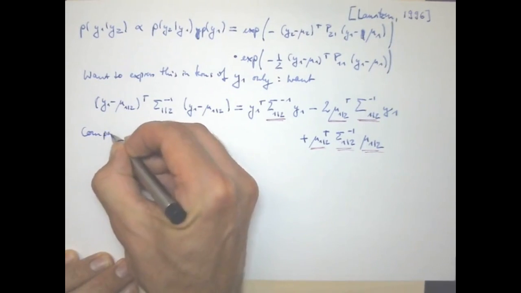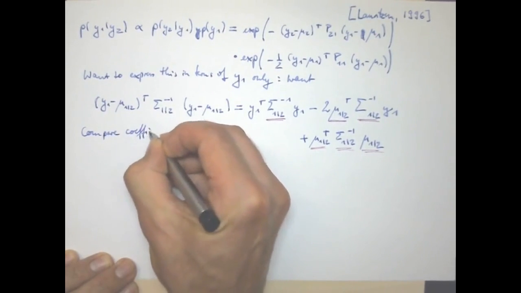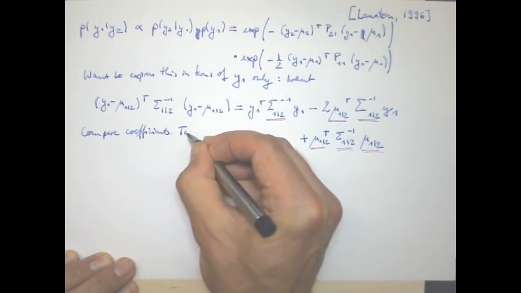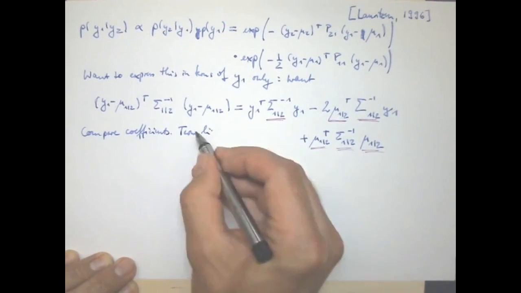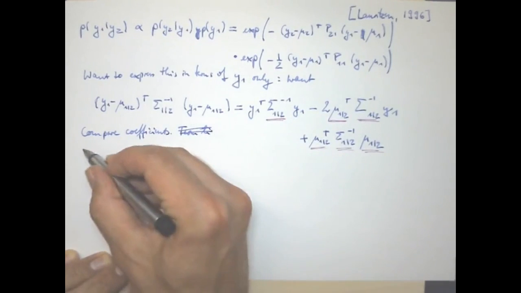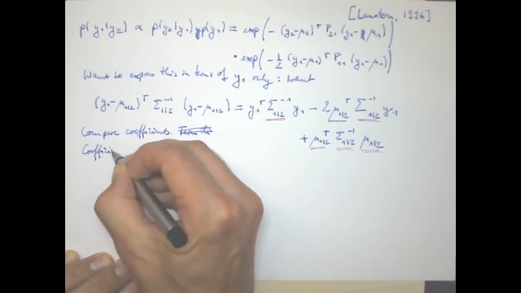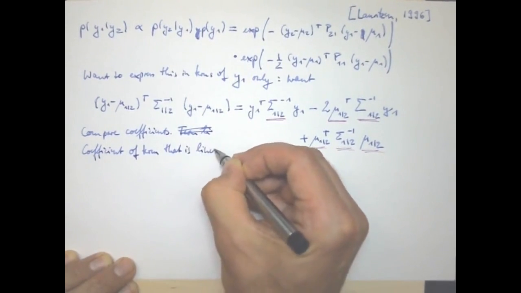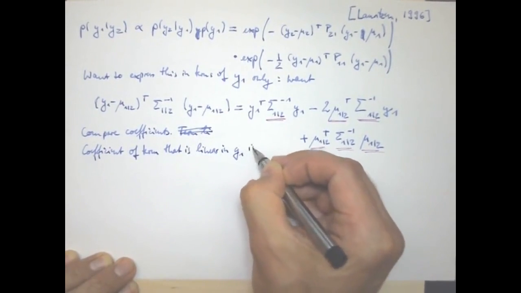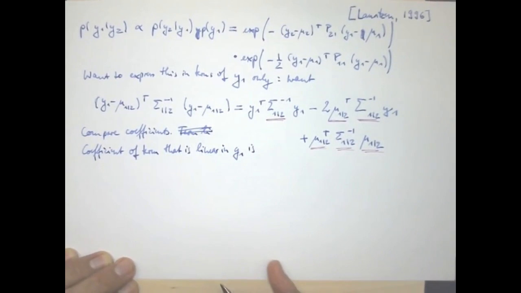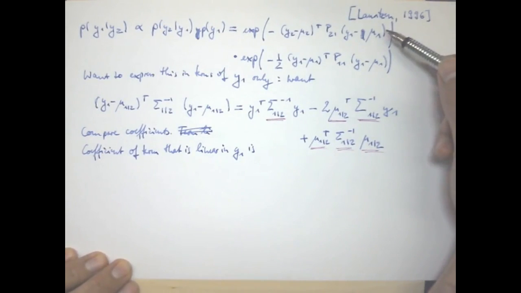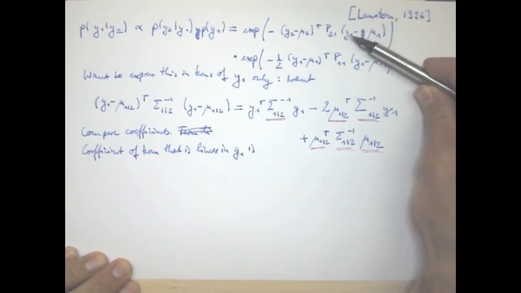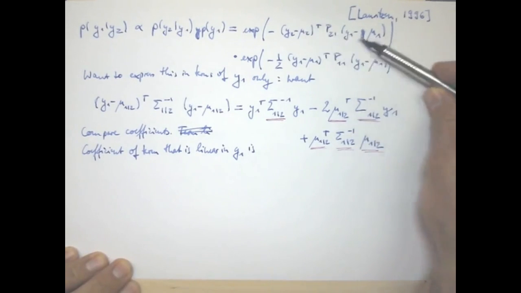So we compare the coefficients, and the coefficient of the term that is linear in y1 is the following. In the case of the matrix up there, see we have a y1 here and not on the other side. So this is what I'm looking for.